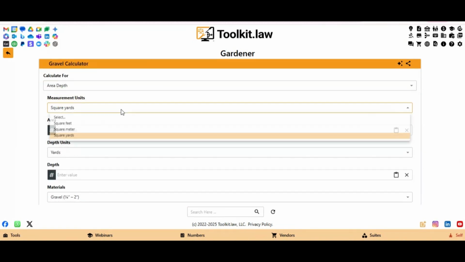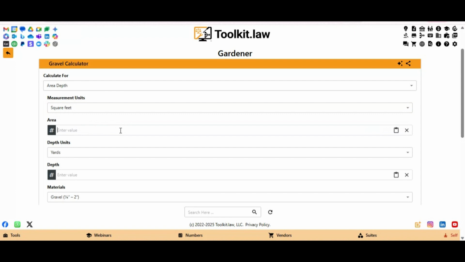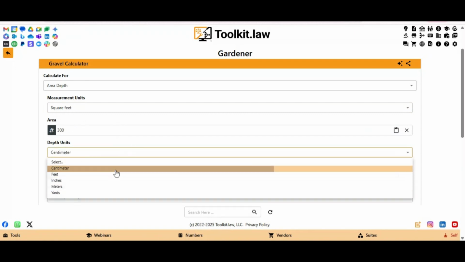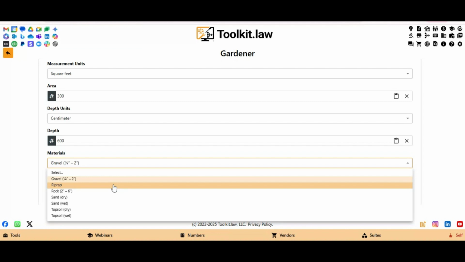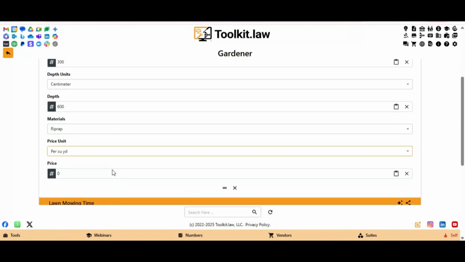Here, you can enter your measurement type, unit, volume, material, price unit, and cost per ton. After entering the values, click the equals icon to instantly calculate total tons required and total price.